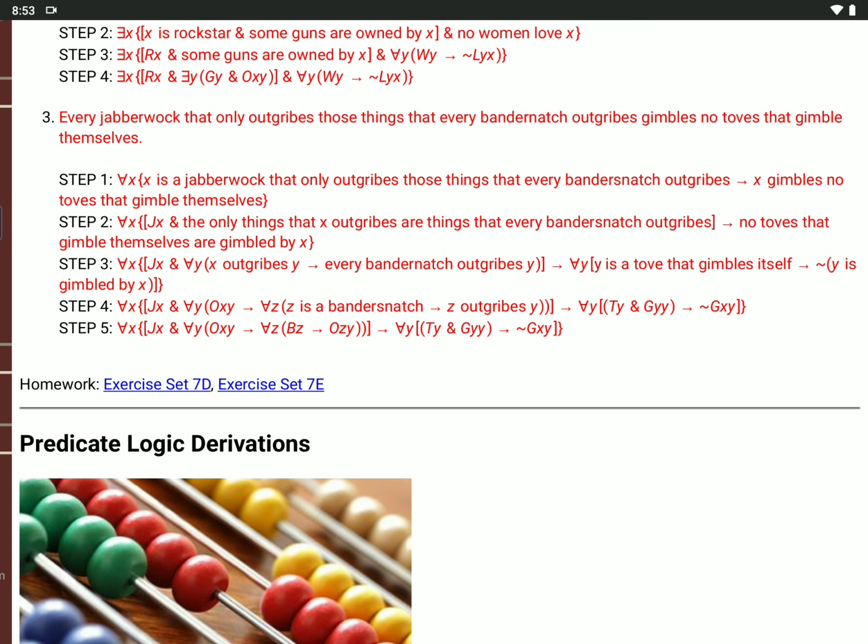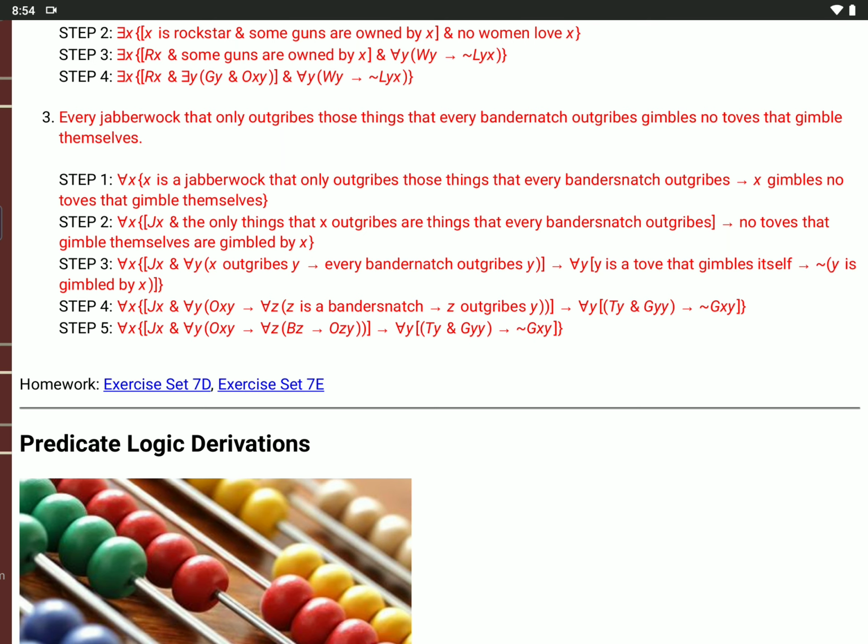And now I can do these pieces. So X outgribes Y becomes OXY. Every Bandersnatch outgribes Y becomes, for all Z, if Z is a Bandersnatch, then Z outgribes Y. And Y is a tove that gimbals itself becomes TY and GYY. Remember, gimbals itself is going to be Y gimbals Y. Y is gimbaled by X becomes GXY. Then the last part to do is Z is a Bandersnatch becomes BZ, and Z outgribes Y, OZY.